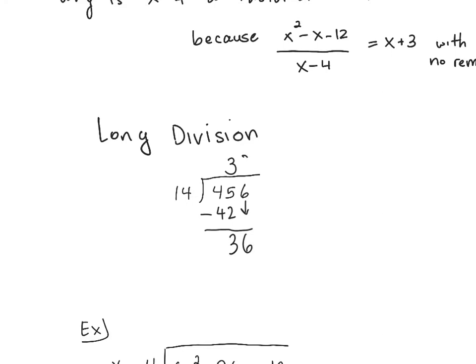14 into 36 goes twice, because 2 times 14 is 28. Draw the line and subtract. 36 minus 28 is 8. So we have a remainder of 8.